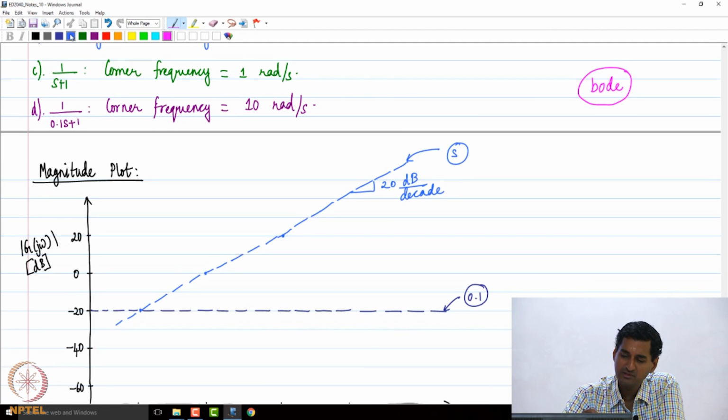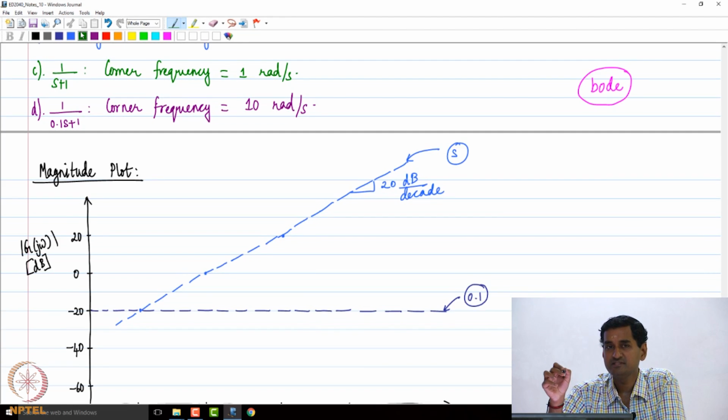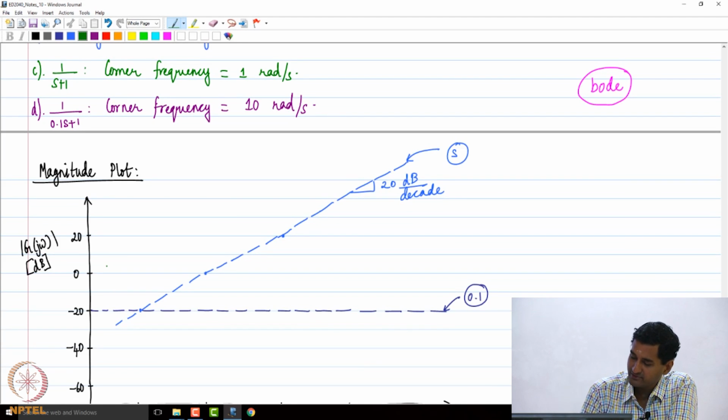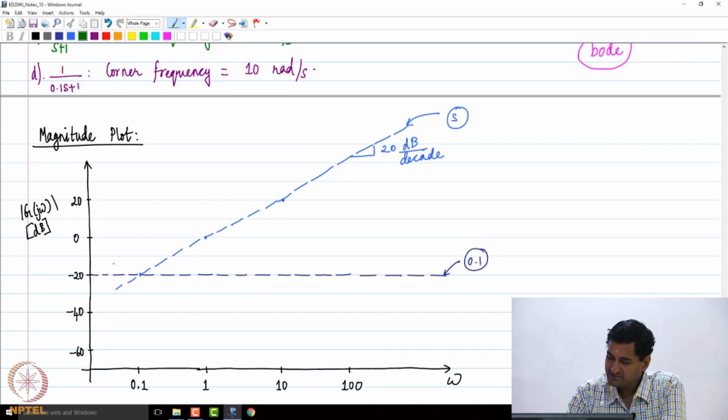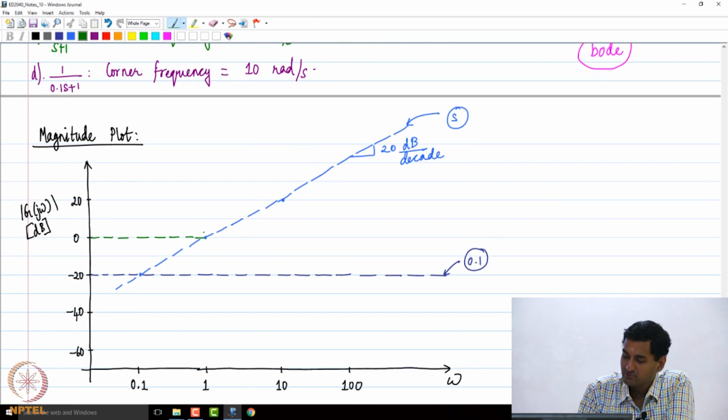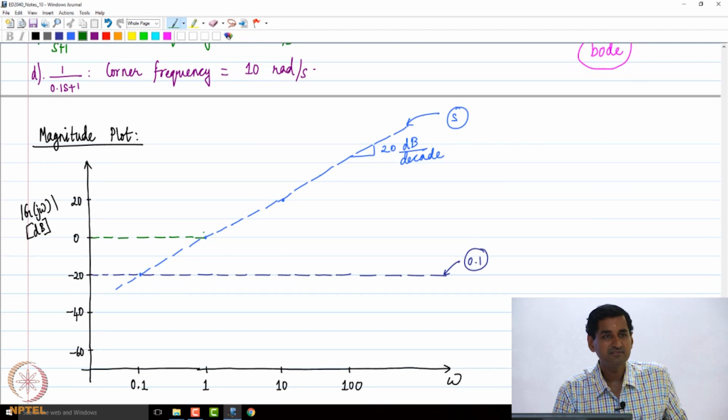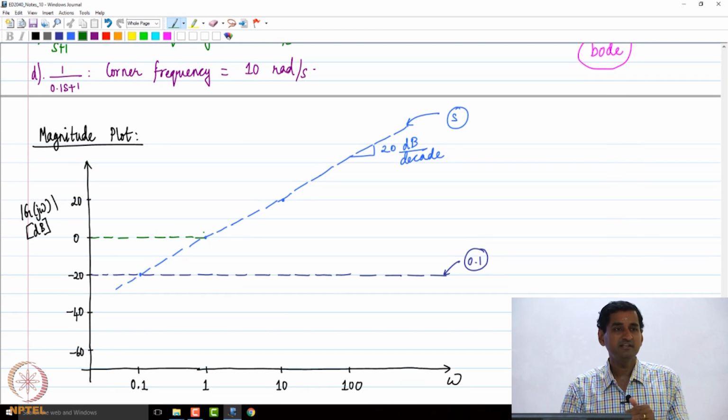So let's plot the Bode diagram for the asymptotes for 1 by s plus 1. So what is the low frequency asymptote in the magnitude plot for 1 by s plus 1? 0 decibels. So if you recall what we discussed, we are going to have this till the corner frequency of 1. So 1 is my corner frequency. So I am going to have 0 decibels as my low frequency asymptote. And what's going to be my high frequency asymptote? That's going to be a straight line with a slope of minus 20 decibels per decade.